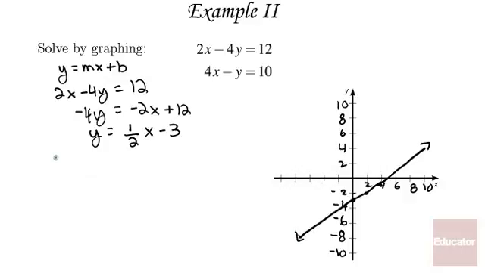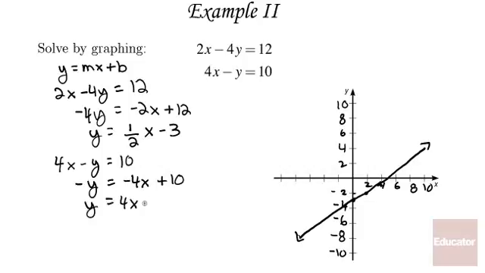I'm going to do the same with the second equation, 4x minus y equals 10. Putting this into slope-intercept form, y equals mx plus b, subtracting 4x from both sides, and then dividing both sides by -1 to give me y equals 4x minus 10. So here I have a y-intercept at -10 and a slope of 4.